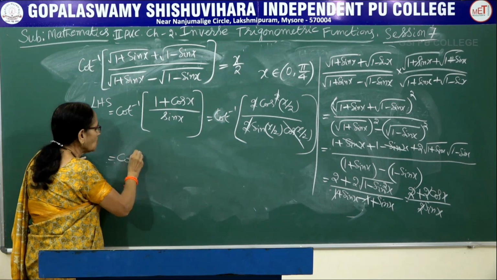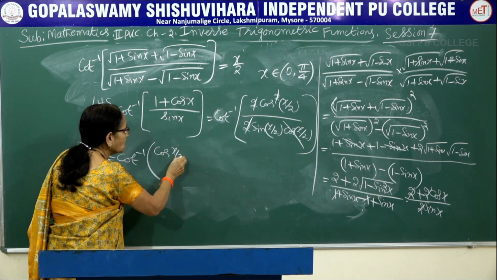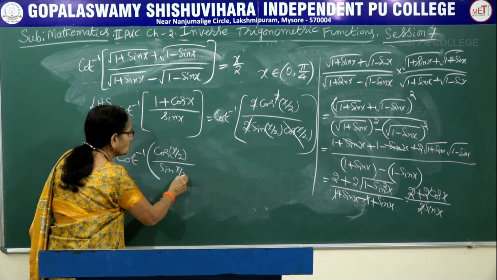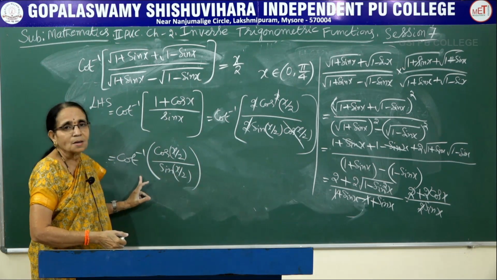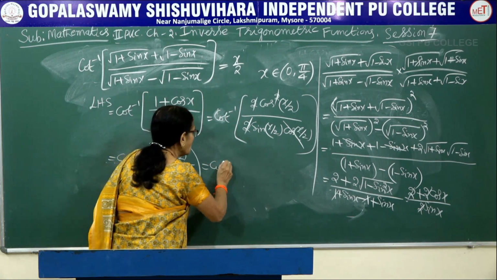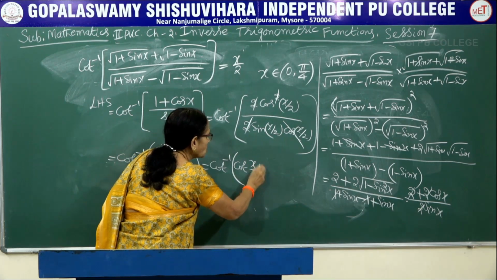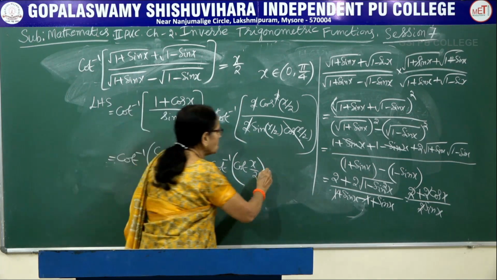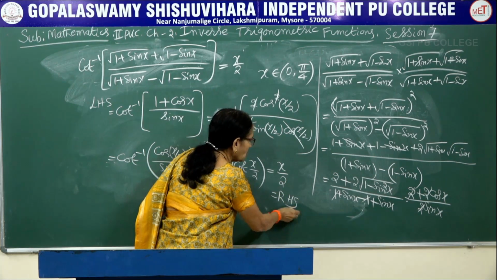So what is remaining now? It is cot inverse of, in the numerator, another cos x by 2. In the denominator, we have sin x by 2. So we are going to the basic definition. You know that cot theta is equal to cos theta by sin theta. Hence I can write it as cot inverse of cot of x by 2. So a trigonometry function and its own inverse, that is equal to x by 2, which is nothing but the right hand side.